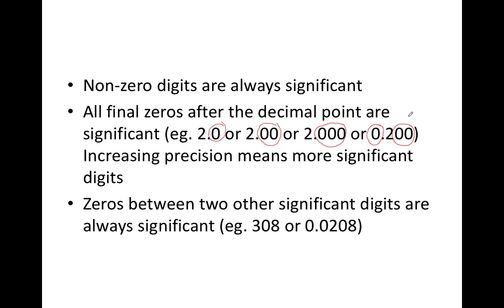Zeros between any other significant digit are always significant. So if you have two non-zero digits, the zeros between them are significant. So this 0 is significant, this 0 and this 0 is not significant.